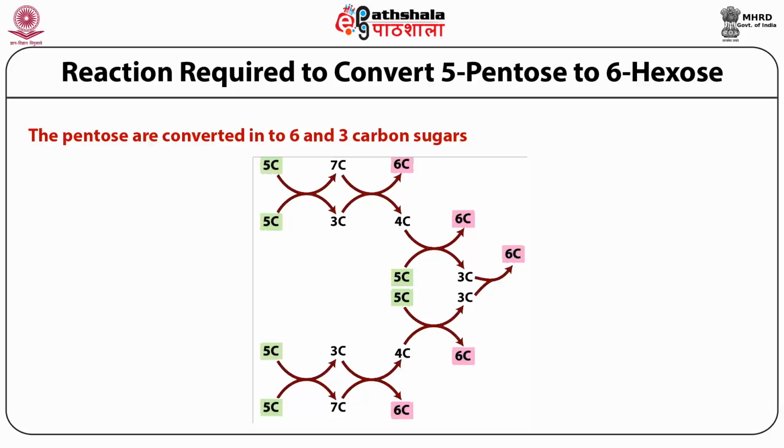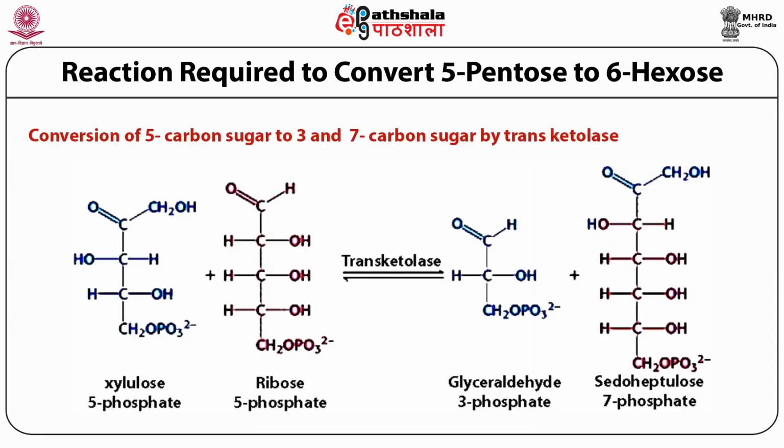The enzyme responsible for 3-carbon transfer is called transaldolase, and the enzyme responsible for transfer of 2-carbon units is called transketolase. And second, the number of carbons involved in the reaction adds up to either 10, that is 2 reactions, or 9, that is 1 reaction. The figure shows the conversion of 5-carbon pentoses to 6-carbon hexoses.